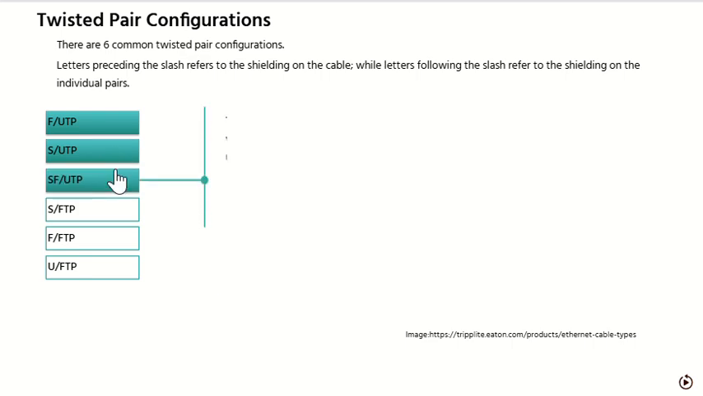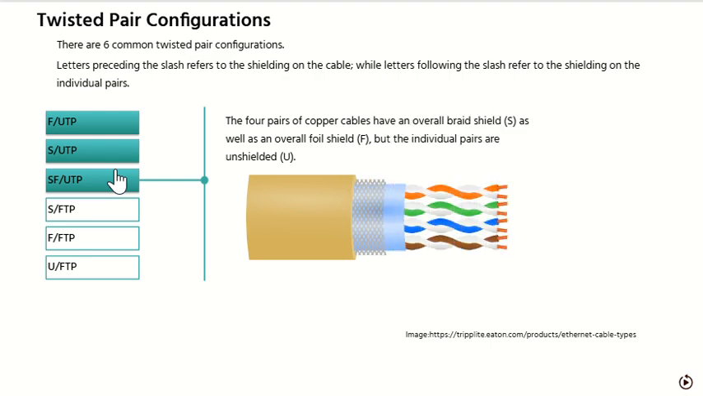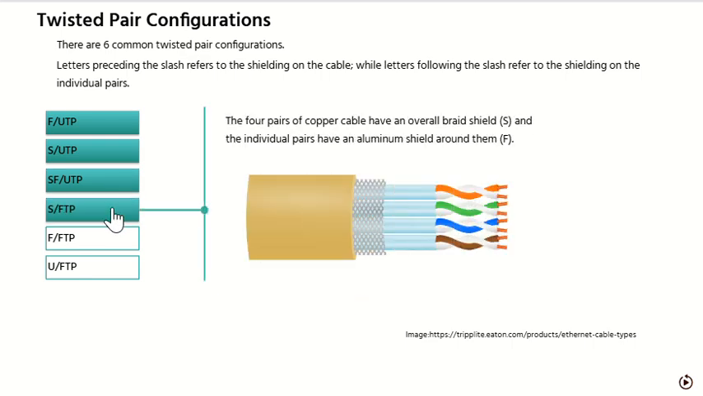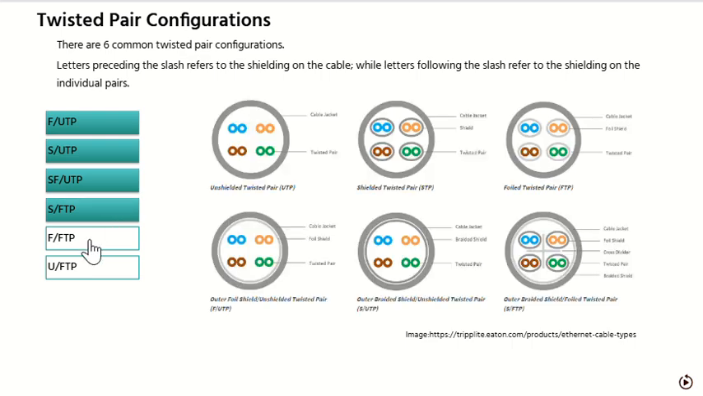The 4 pairs of copper cables have an overall braid shield as well as an overall foil shield, but the individual pairs are unshielded. Select the next. The 4 pairs of copper cable have an overall braid shield and the individual pairs have an aluminum shield around them. Select the next option.